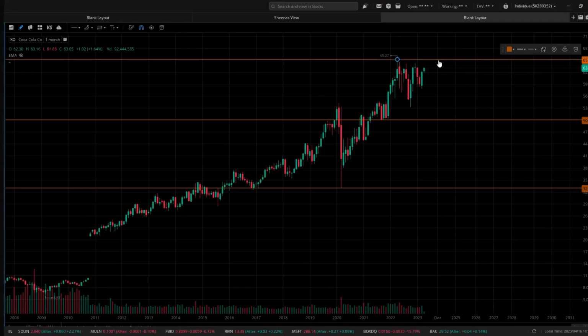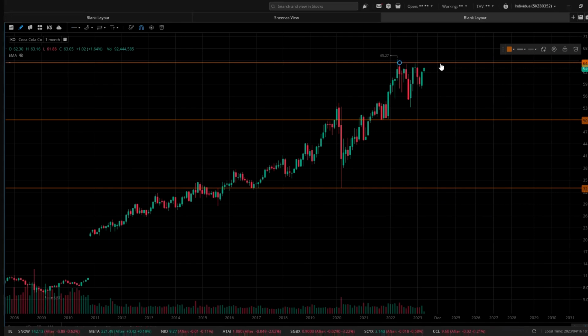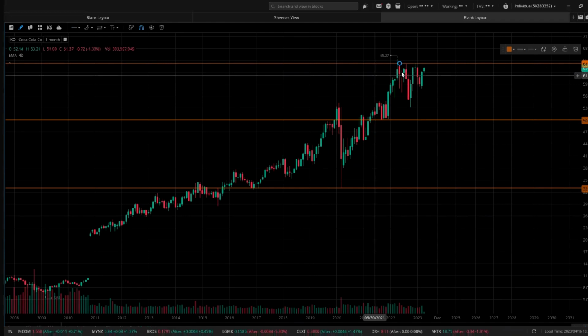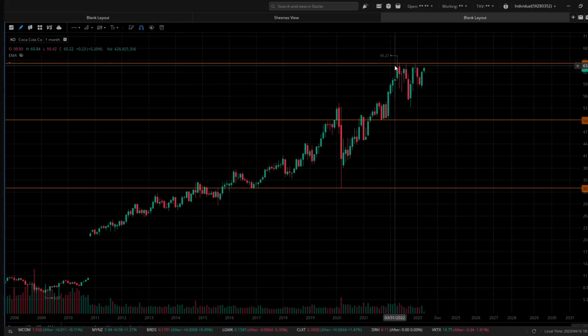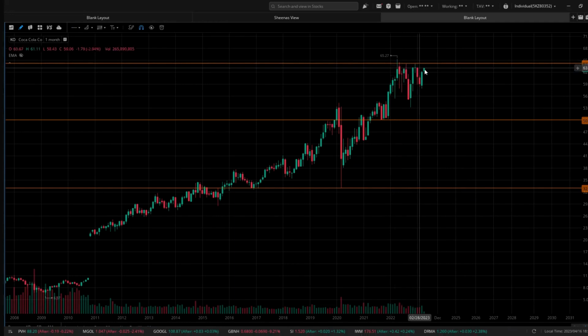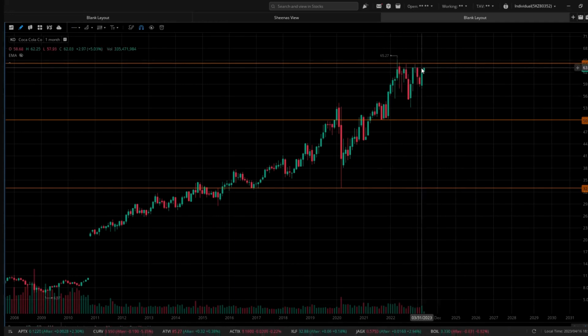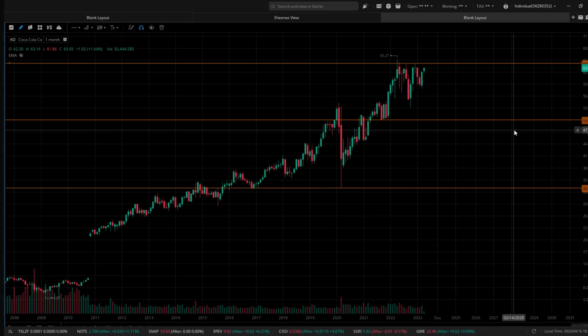And honestly, I'd like to move this down just a little bit because I like to place my lines where the candlesticks have touched multiple times. And as you can see, 1, 2, 3, 4 times in this area here. So it's been bouncing off of this area. This is basically a level of resistance on the monthly chart. So we got some decent areas here for the monthly.